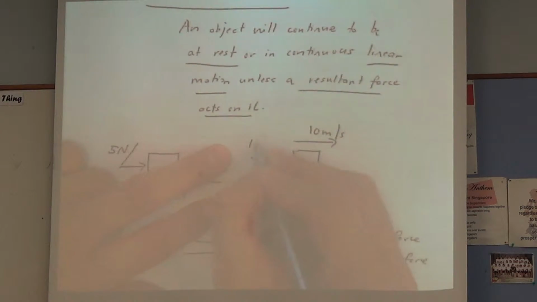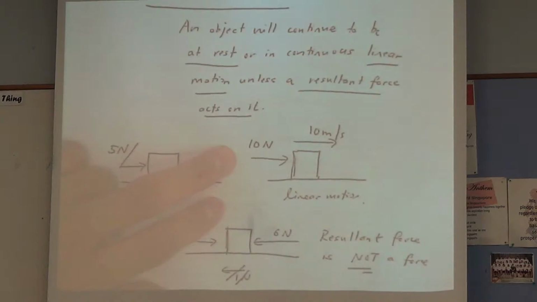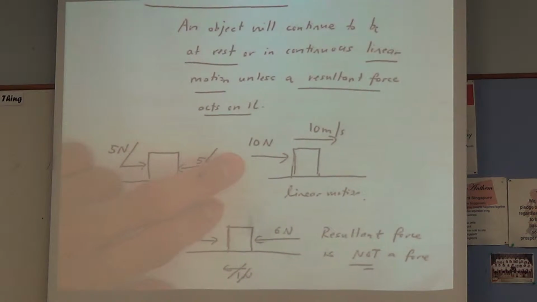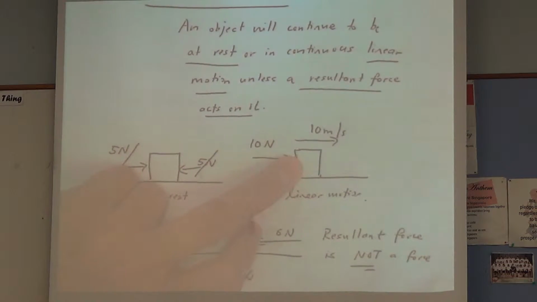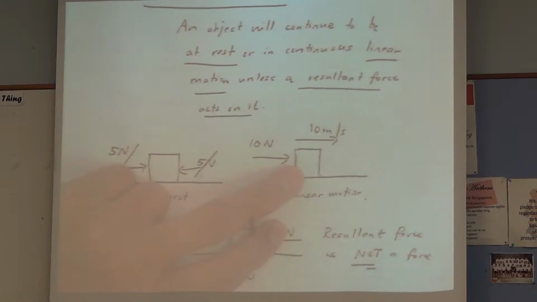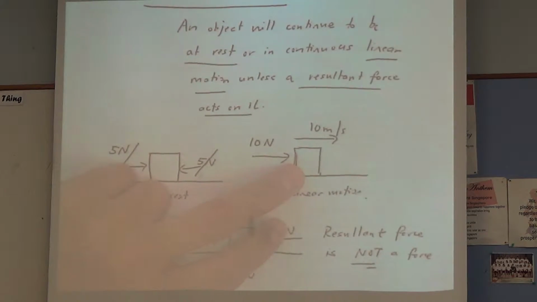unless there is a resultant force. If it's already moving to the right with 10 meters per second and I still push it with additional 10 newtons, what will happen to this speed? Increase. It will accelerate. That will be the Newton's second law. Okay? What if you insert energy from the other side?